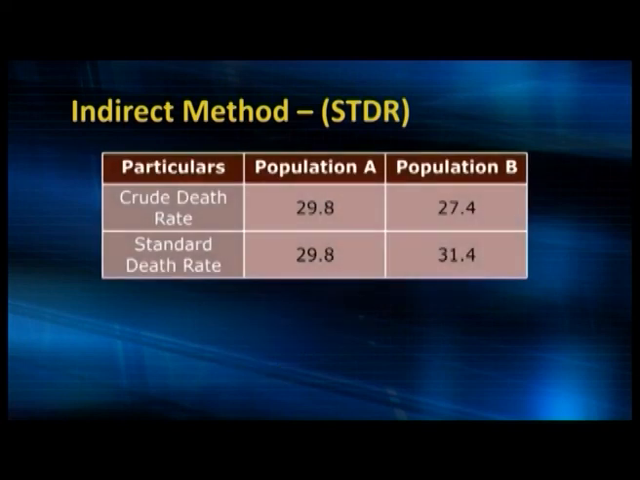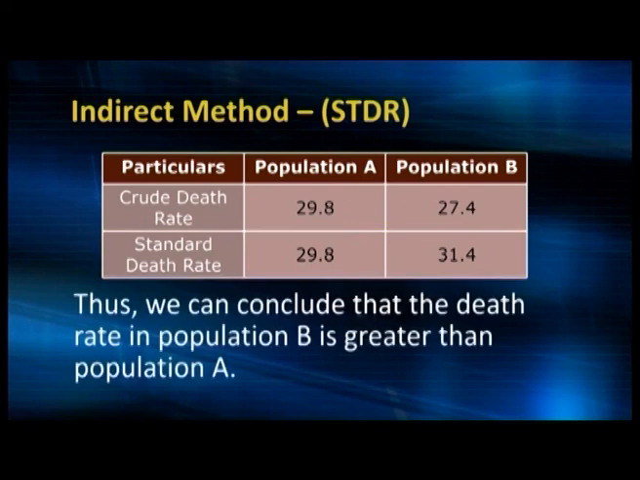Look at this table for comparison. The crude death rate of population A is 29.8 and population B is 27.4, whereas the standard death rate of population A is 29.8 and population B is 31.4. Thus, we can conclude that the death rate in population B is greater than population A.